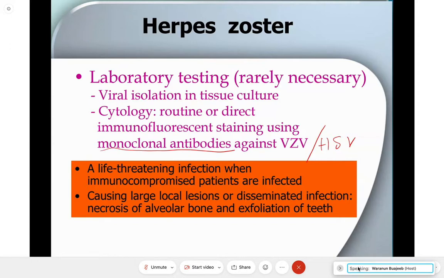It also occurs that sometimes it causes non-vital teeth, many teeth along the nerve affected by varicella zoster virus infection causing the herpes zoster. So you need to search the literature about that.